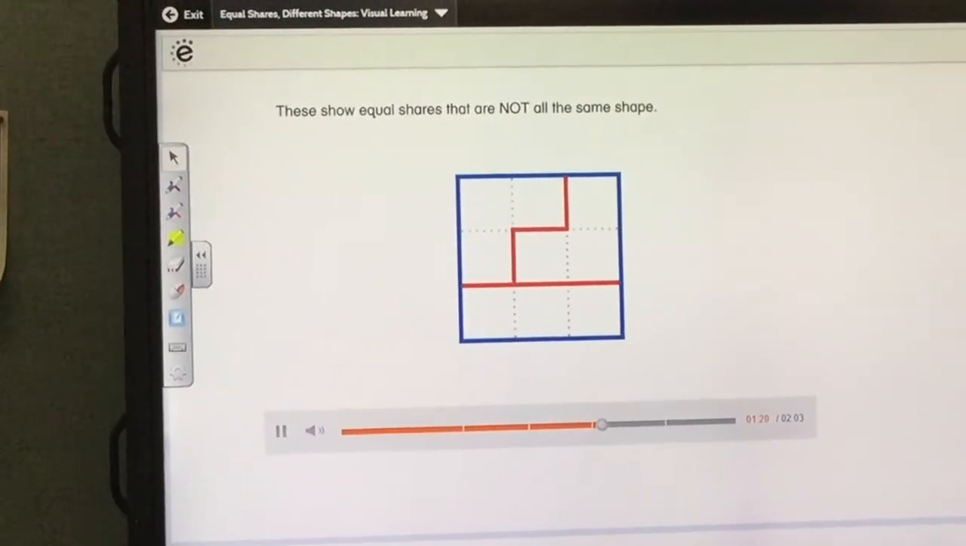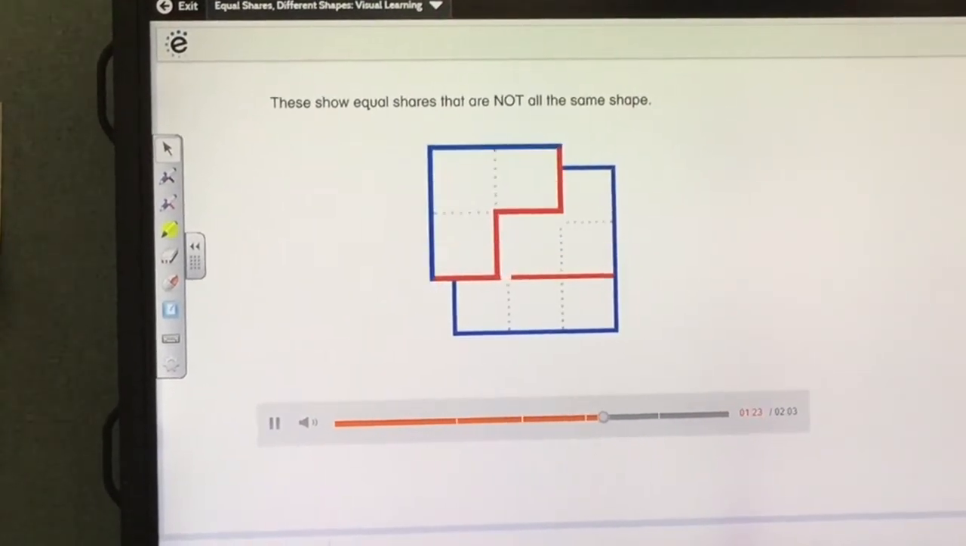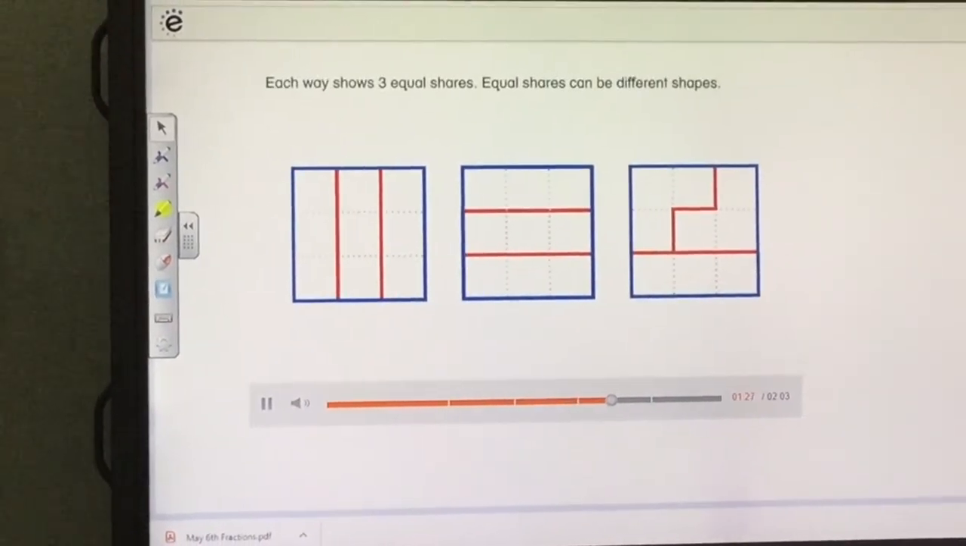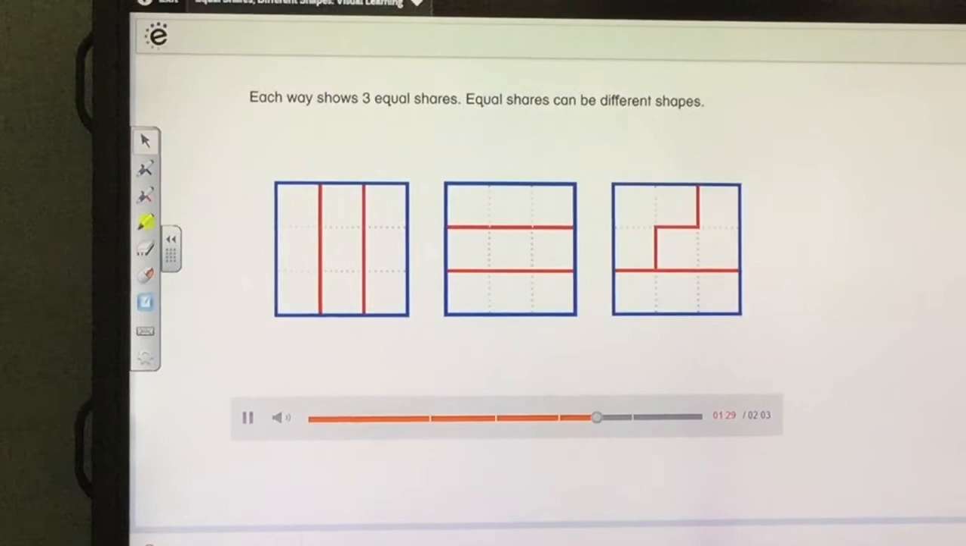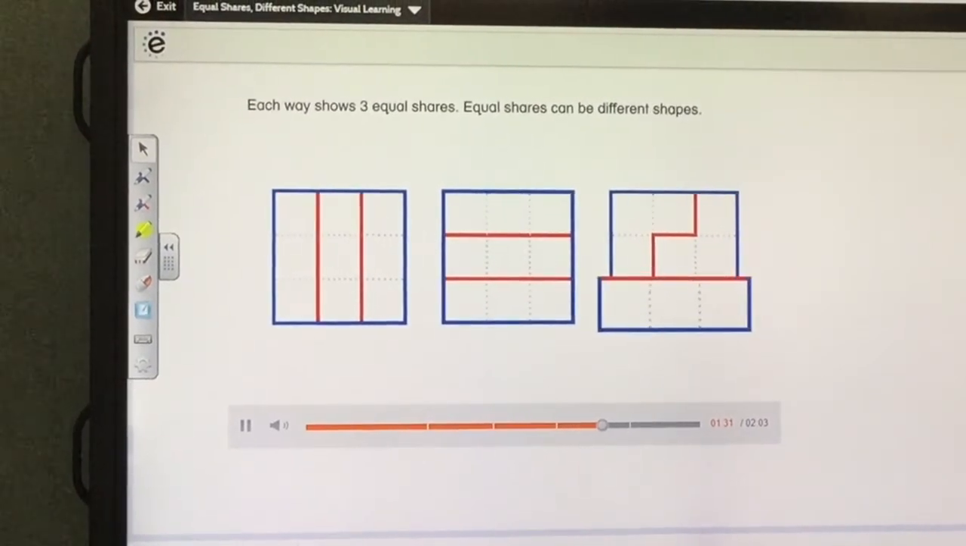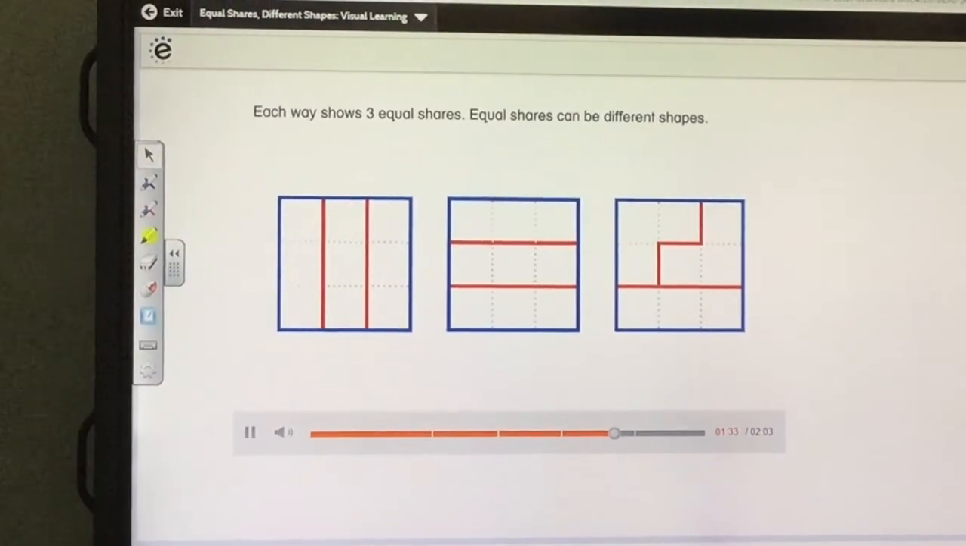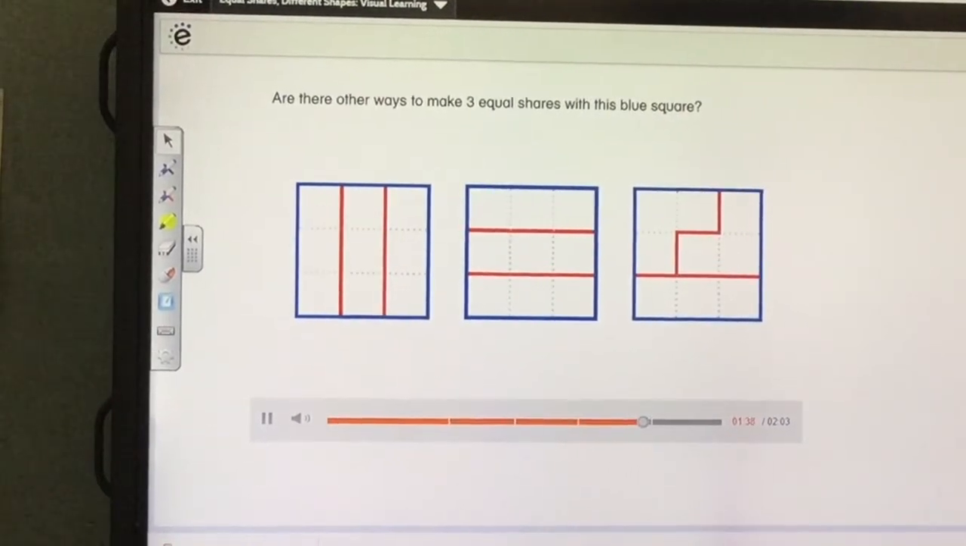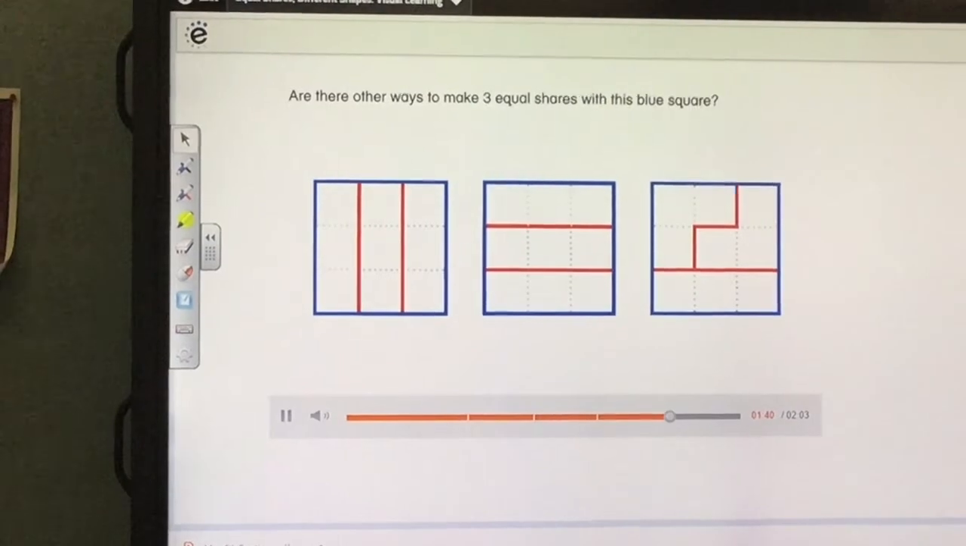These show equal shares that are not all the same shape. Each way shows 3 equal shares. Equal shares can be different shapes. Are there other ways to make 3 equal shares with this blue square?